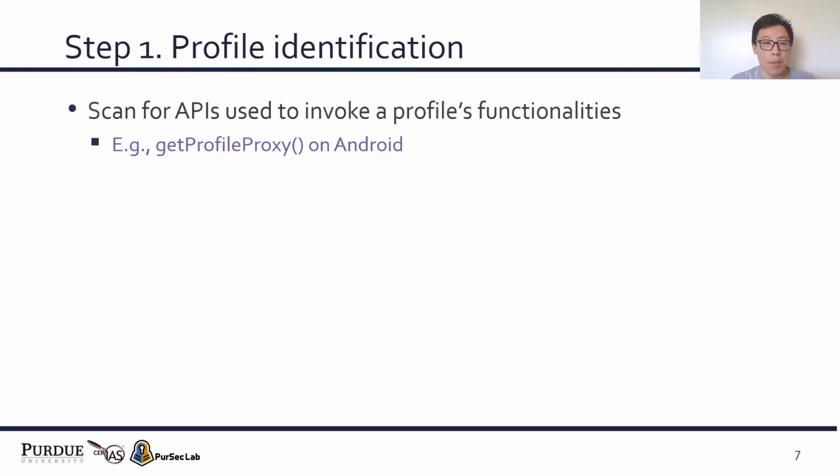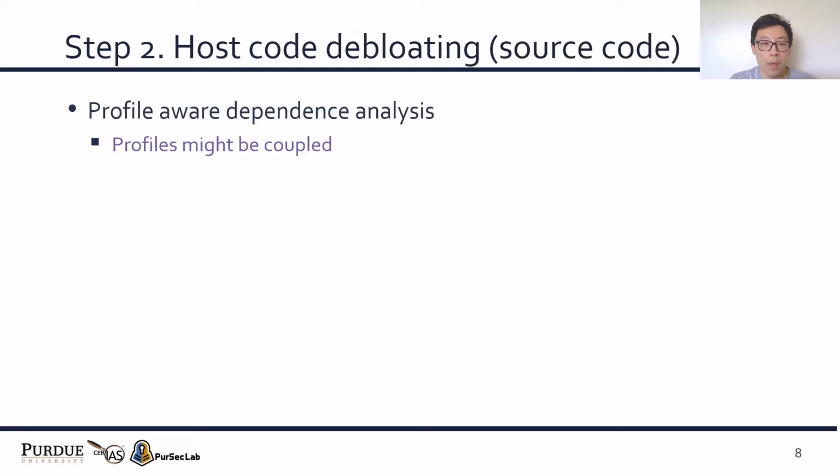The first step is kind of straightforward. The app calls the APIs provided by the system to use a profile's functionality. Therefore, we scan the APIs in the app to determine which profile is needed by an app. Once the profile is identified, we perform the host code debloating.